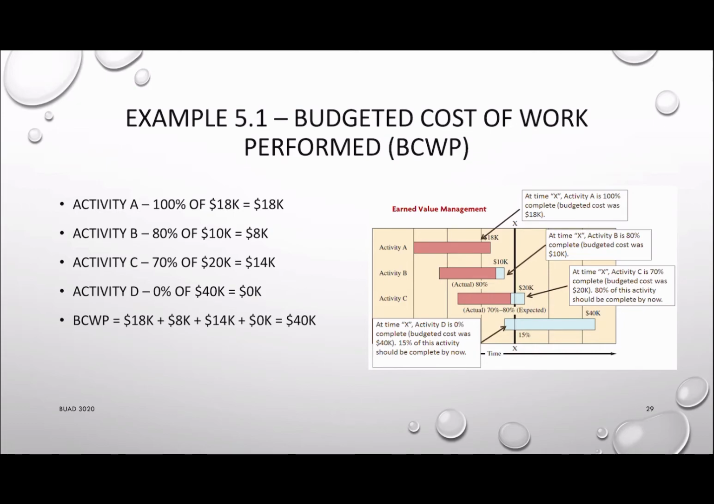Then we want to calculate the budget cost of work performed. So this one we want to base on the actual progress. So we know A is 100% done, B is 80%, C is 70%, D is 0%. So we find out the percentage for those activities, multiply by their budget cost, and find out the sum. That will be our BCWP.